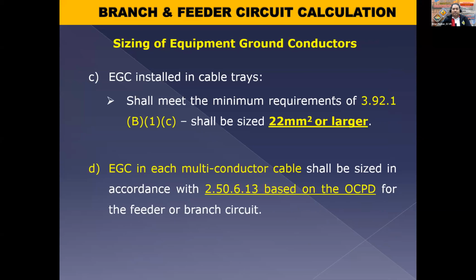Ito pala, no? Importante lang, yung equipment ground conductor, minimum size niya in a cable tray dapat 22 mm squared lang or larger. Okay? We cannot use 14 mm squared in a cable tray. So, dapat ito yung tandaan natin. Okay? Huwag kayong mag-specify ng 14 mm squared in a cable tray. Pwede yan sa raceway or conduits. No?